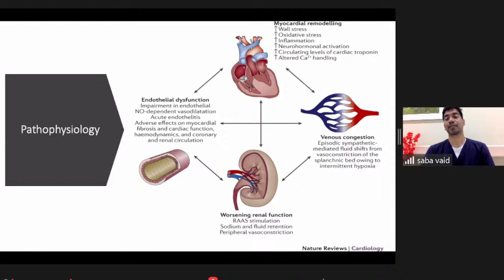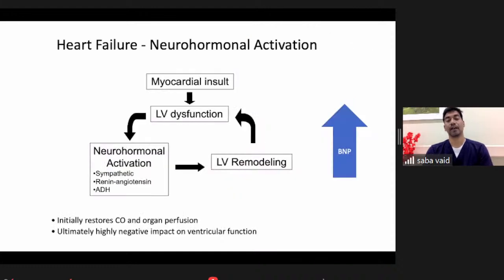And once the inflammation gets worse, there are three important organs which are affected as collateral damage. One is the endothelium of the blood vessel. The second one is the kidneys per se. And the third thing is there is an extensive venous congestion. So it all starts with the heart and then it spreads to the other three parts, which are the vascular endothelium, venous congestion, and then the renal function. As a compensatory mechanism, the kidney tries to give the blood back to the heart.